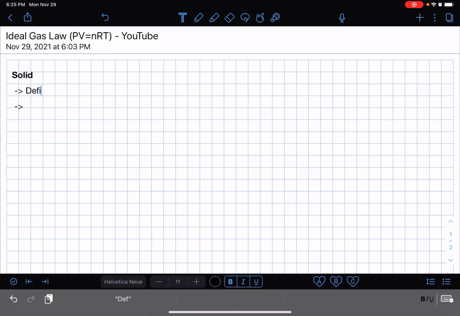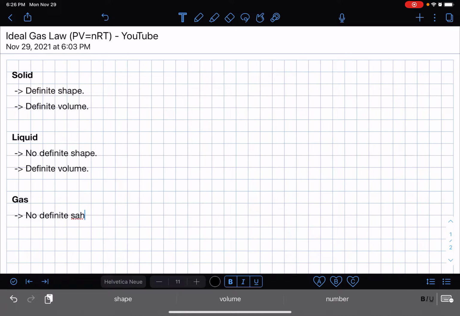For solid, we have a definite shape. Likewise, it has a definite volume. That's all that we have to know for solid. For liquid, we have no definite shape because liquid is shapeless, and it has a definite volume. It still has definite volume, just like solid. As for gas, this state of matter has no definite shape and volume.